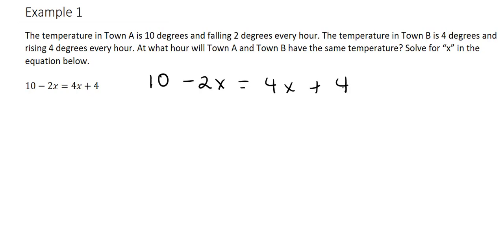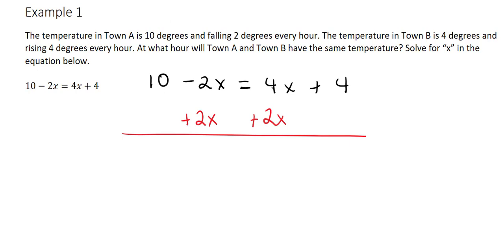Notice we have a variable on both sides. So what we want to do is move the variable so it's just on one side of the equal sign. I'm going to add 2x to both sides. The alternative could have been to subtract 4x on both sides, but I want to get rid of this negative 2x so that x will stay positive. But notice you could have gone the other direction, and you would have also got to the same correct answer. There's no one right way.